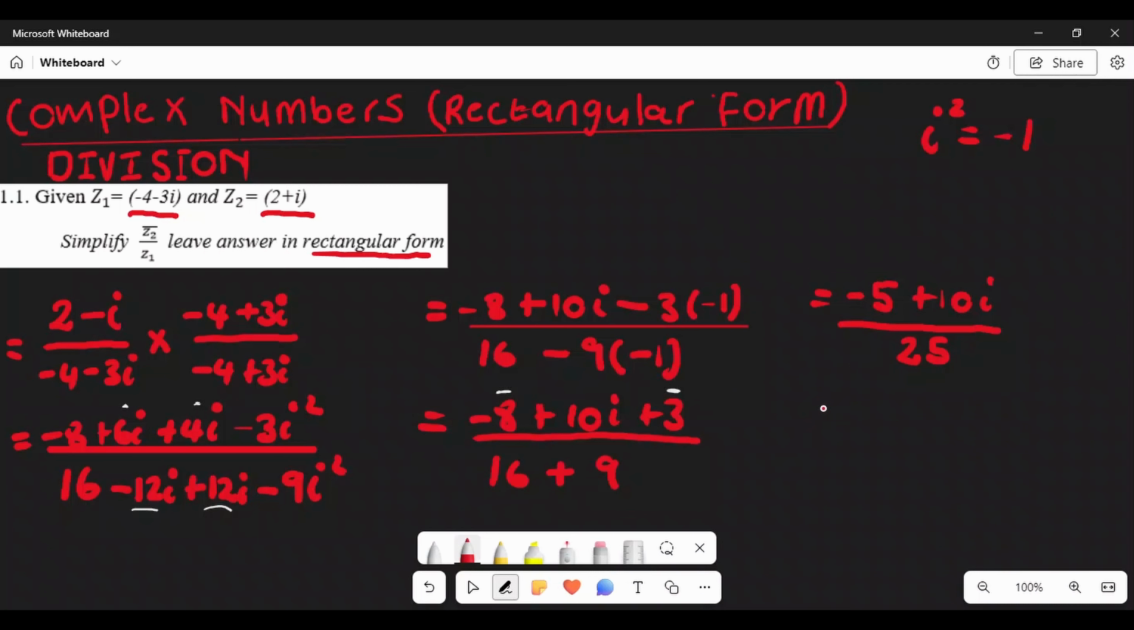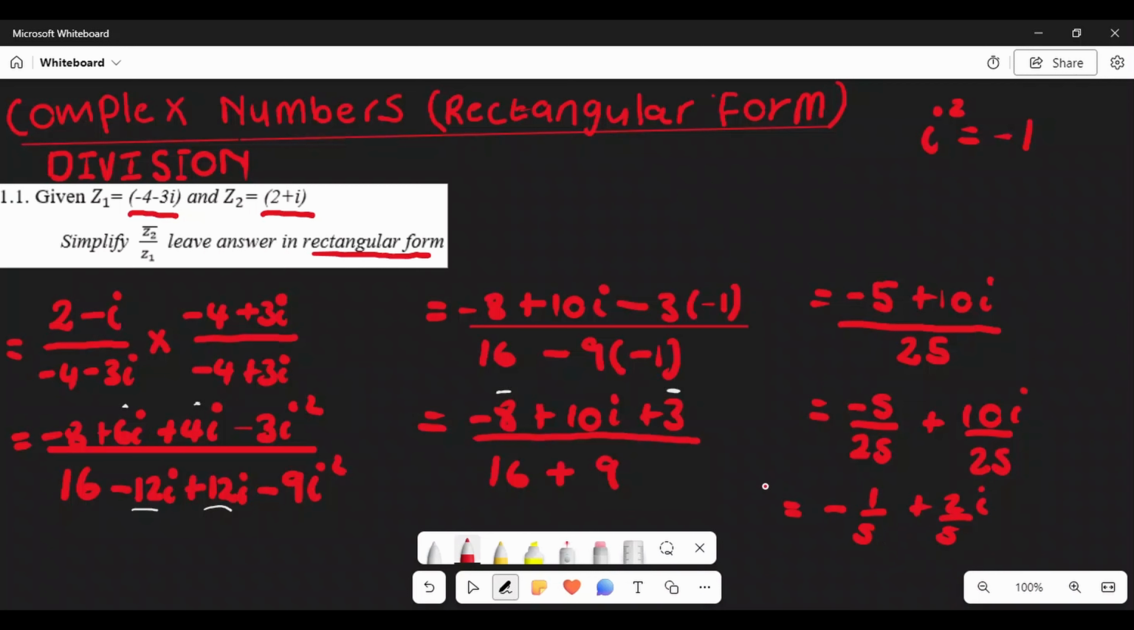So if we continue, this is actually negative 5 divided by 25 plus 10 divided by 25. Oh, let's not forget this is 10i. So this here is going to give us negative 1 over 5 plus 2 over 5 i. So this, guys, is your answer.